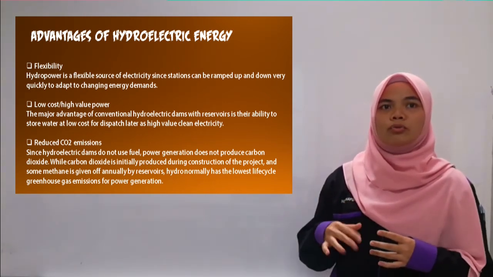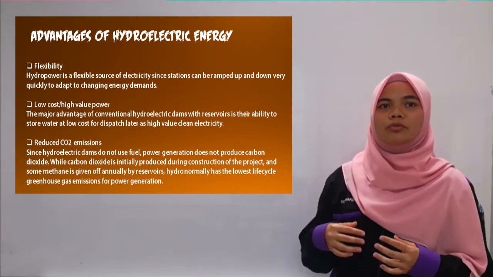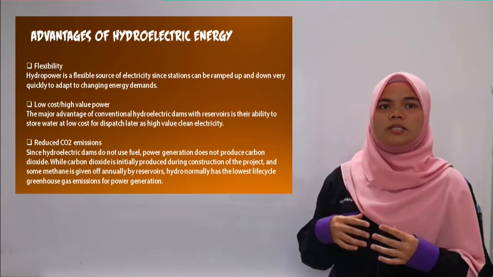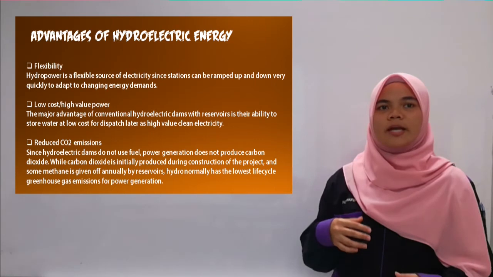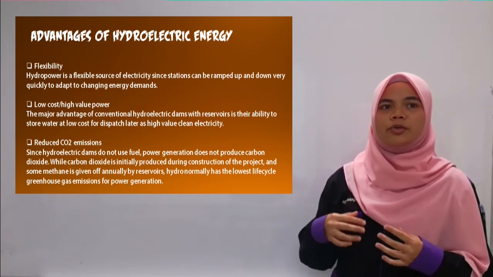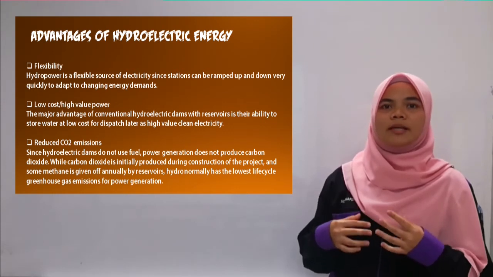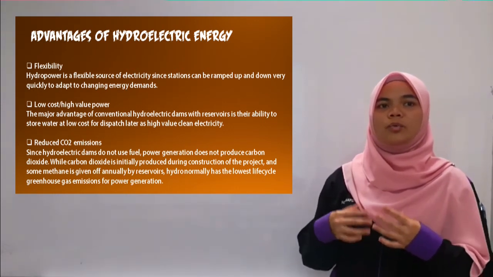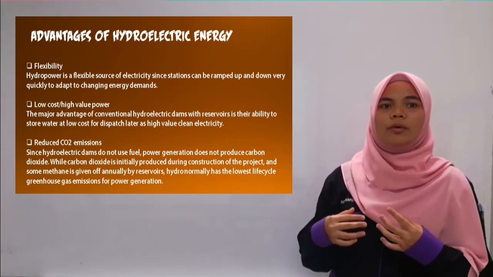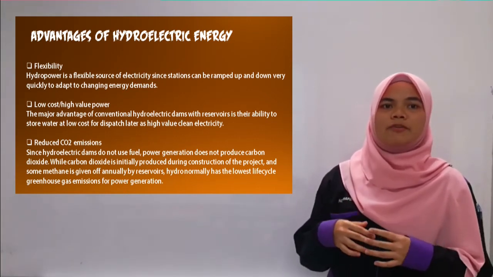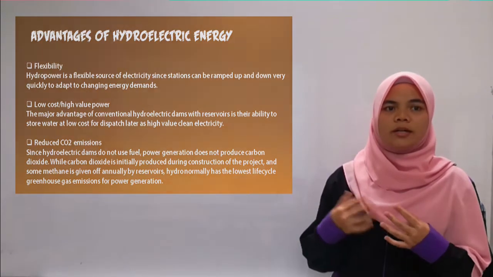Reduce CO2 emission. Since hydroelectric dams do not use fuel, power generation does not produce carbon dioxide. While carbon dioxide is initially produced during construction of the project, and some methane is given off annually by the reservoir, hydro normally has the lowest life cycle greenhouse gas emission for power generation.